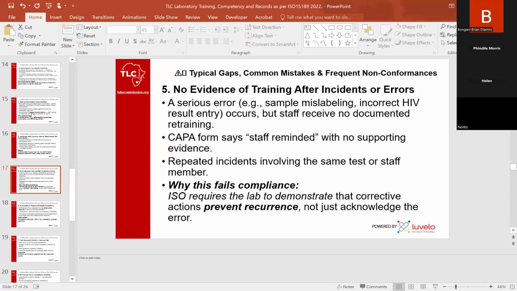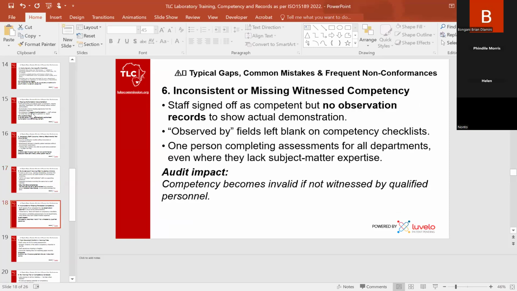Then, repeated incidents involving the same test or staff member. Why does this fail compliance? ISO requires a lab to demonstrate that corrective actions prevent recurrence, not just acknowledge the error. They don't want you to acknowledge the error. They don't want the error to happen again. Okay, number 6: inconsistent or missing competency. Staff signed off as competent, but no observation records to show actual demonstration. Evidence. Please make sure you have your evidence.